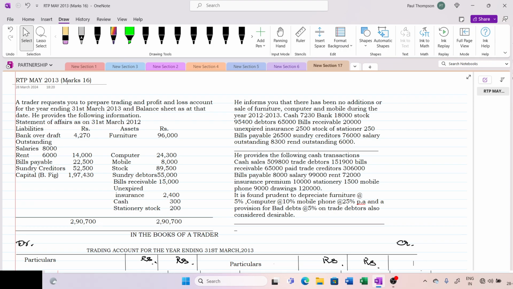They have given some receipts: cash sales, and what is received from trade debtors and for bills receivable. And also they have given the payments towards creditors, bills payable, salary, etc. And it is found prudent to depreciate furniture. So we have to show the figure after deduction of depreciation for furniture and other items in our balance sheet as on 31st March 2013.